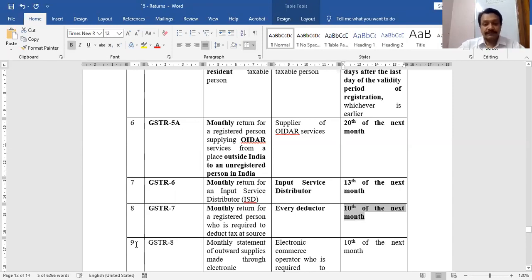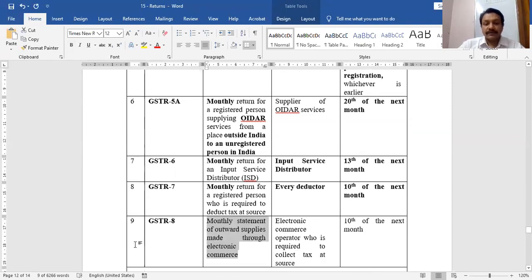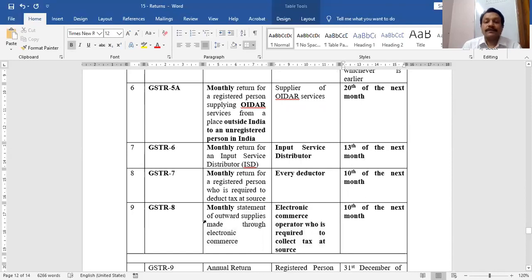Another special category, GSTR 8. It is TCS, tax collected at source, and under GST, only electronic commerce operator, ECO, is required to collect tax at source for all the supplies which happen through that operator. It is also monthly information. So this electronic commerce operator is also not supposed to furnish the return in GSTR 3B, but has to furnish GSTR 8, 10th of next month. That's it. So my 70% topic of return is over.